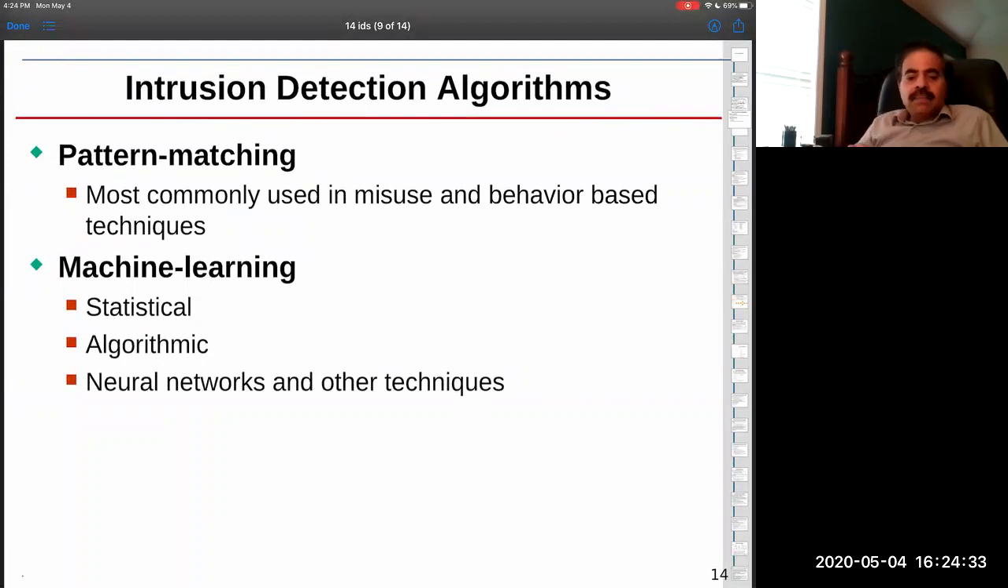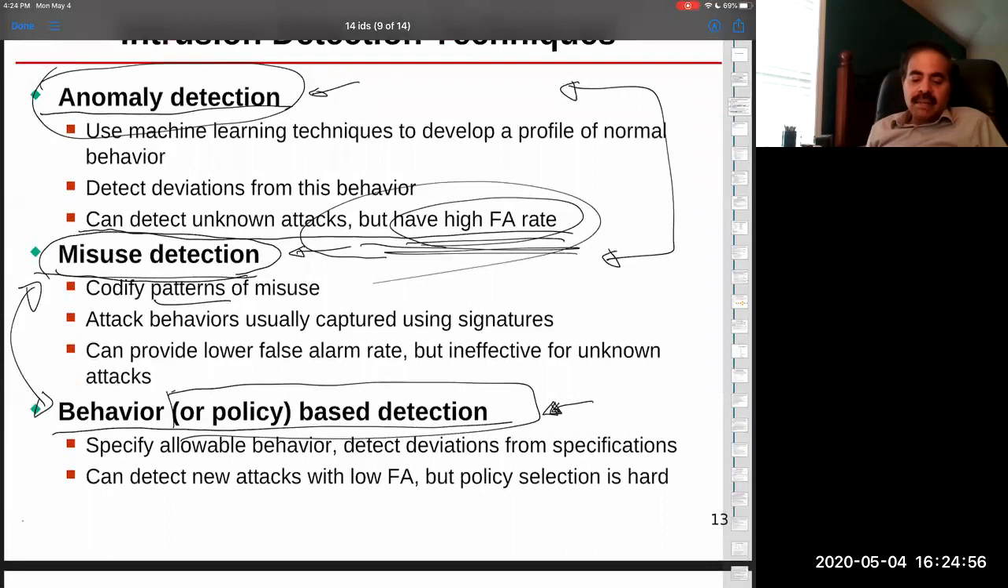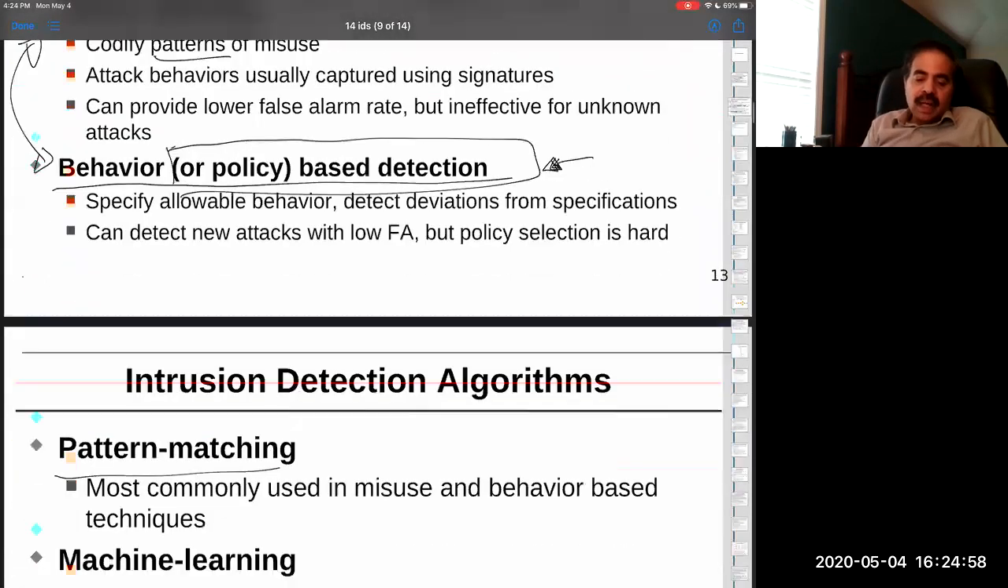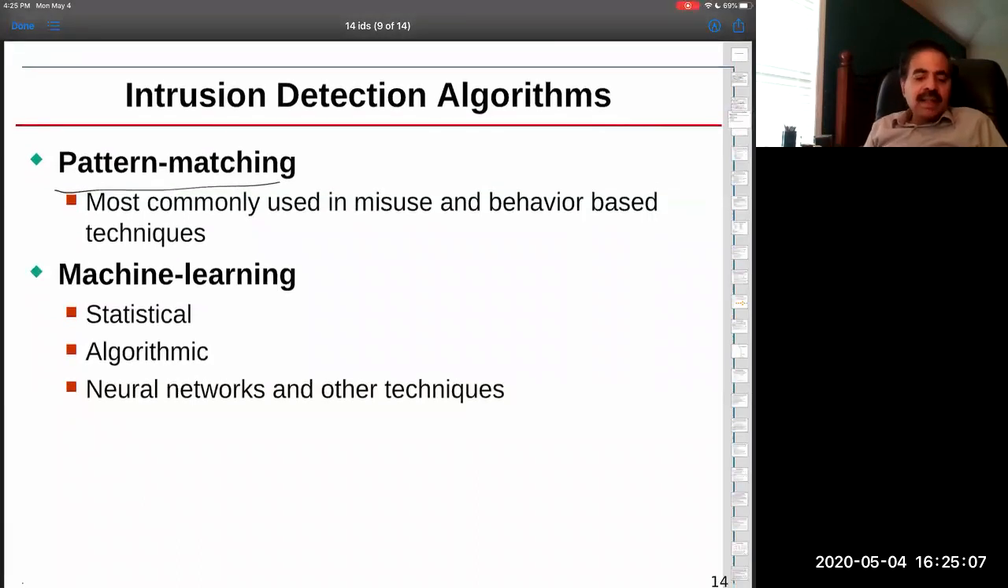Okay, so moving on. For intrusion detection, there are two main techniques or algorithms that are employed. Pattern matching is a technique that is typically used with either misuse detection or policy-based detection. And machine learning is the technique that is used for anomaly detection. Okay, and in machine learning, there are various categories of machine learning algorithms that aren't necessarily specific to intrusion detection.